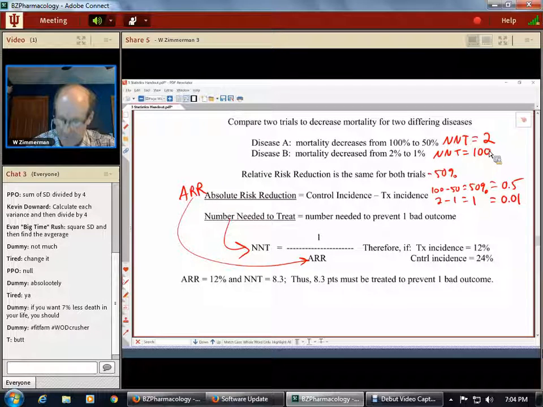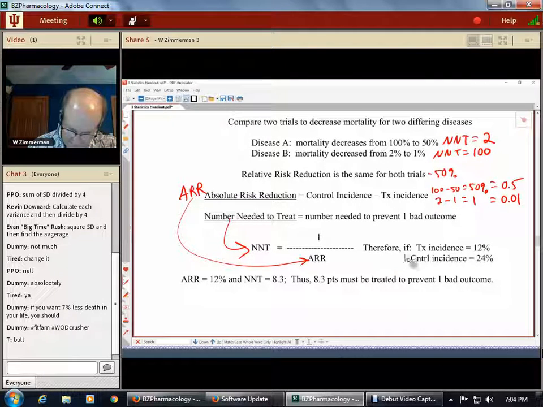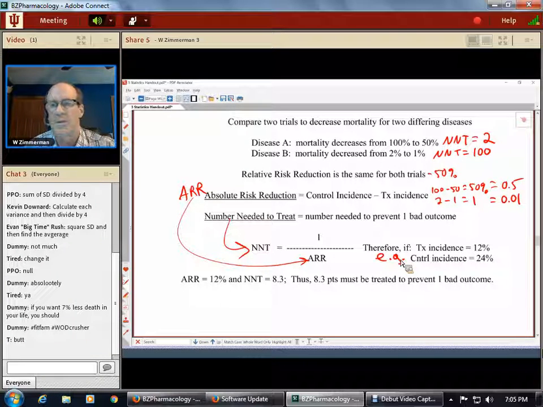The other example I give down here is just another example. I threw in numbers of 12%, 24%, and when you do that, the absolute risk reduction is 12%. 24 minus 12 is 12. The number needed to treat is 8.3. So 8.3 patients must be treated to prevent 1 bad outcome.